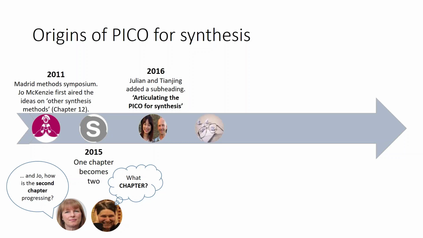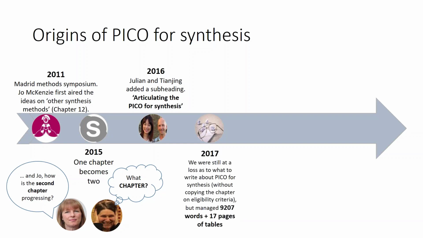This led to quite a lot of deliberation amongst our author team, and by 2017, we were still at a bit of a loss as to what to write under this heading of PICO for synthesis without actually just copying the chapter on eligibility criteria. Many hours of debate and a lot of consternation later, we managed to come up with 9,000 words on the topic and 17 pages of tables. So unsurprisingly, that was met with possibly stunned silence. I don't think Julian and Tianjin ever had quite imagined that their subheading would lead to such a verbose response.